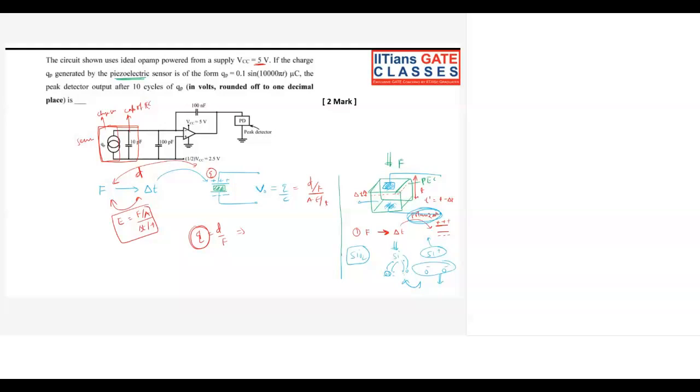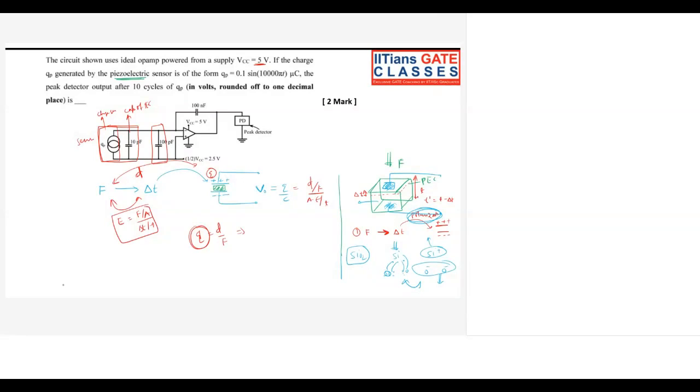Then we have the cable capacitance, that is 100 picofarad, and the feedback capacitance is connected as 100 nanofarad. So here the concept of charge amplifier comes in. I'm not going to cover those things because otherwise the video could be very lengthy. So I hope you have gone through the charge amplifier, how it works, and what the demerits of the normal piezoelectric sensor are, and why we go for the charge amplifier. So let's try to solve this question.